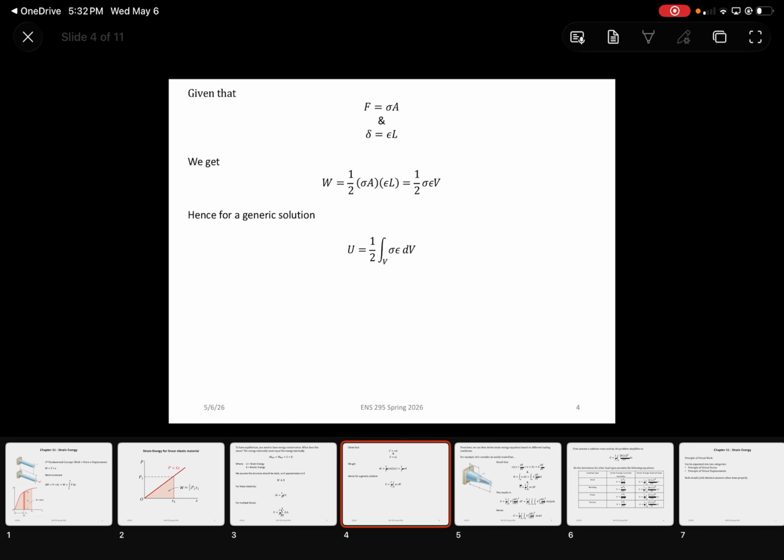We expand on this a bit more and write our terms in terms of stress and strain. So force is equal to stress times area, and deformation is equal to strain times length. And we ultimately get that the total external work is equal to 1/2 times stress times strain times the volume of a given solid, because again, everything has 3 dimensions. And hence we get a general solution for the internal potential energy, which is equal to 1/2 times the integral of stress times strain over the volume of a given solid.